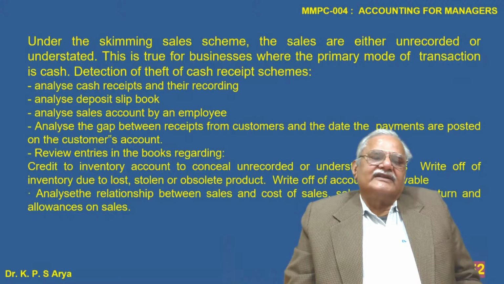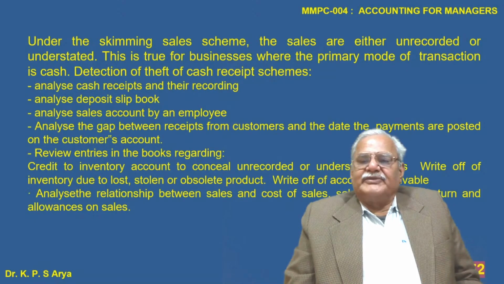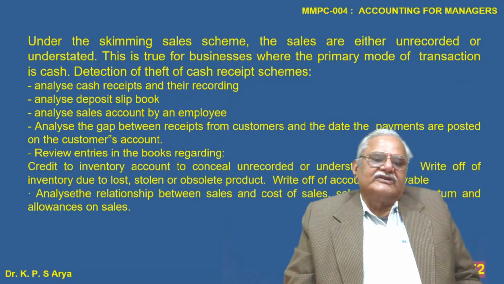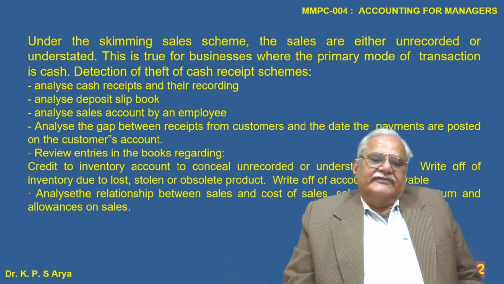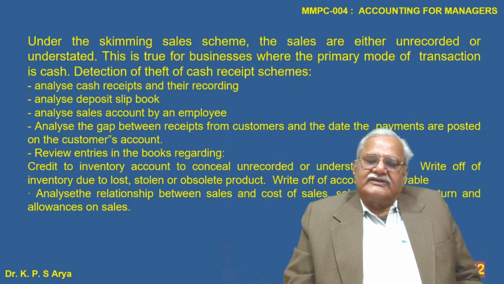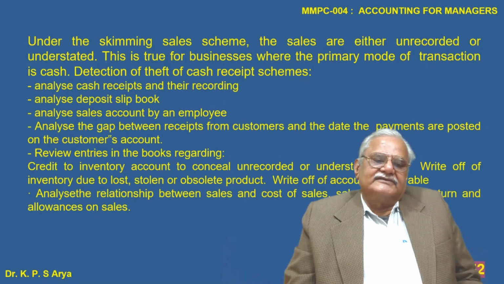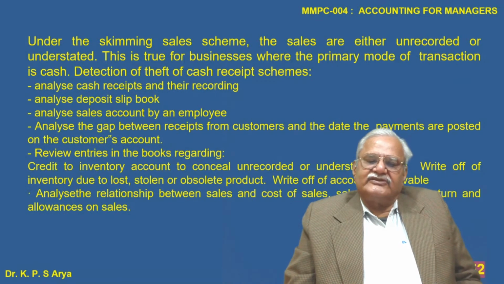Detection of skimming of cash receipt schemes: analyze cash receipts and their recording, analyze the deposit slip book, analyze sales accounts by employee, analyze the gap between receipt from customer and the date the payment is posted on the customer's account, review entries in the books regarding credits to the inventory account to conceal unrecorded and understated sales, write-off of inventory due to lost, stolen, or obsolete products, write-off of accounts receivable, analyze the relationship between the sales and the cost of sales, and sales returns and allowances on sales.